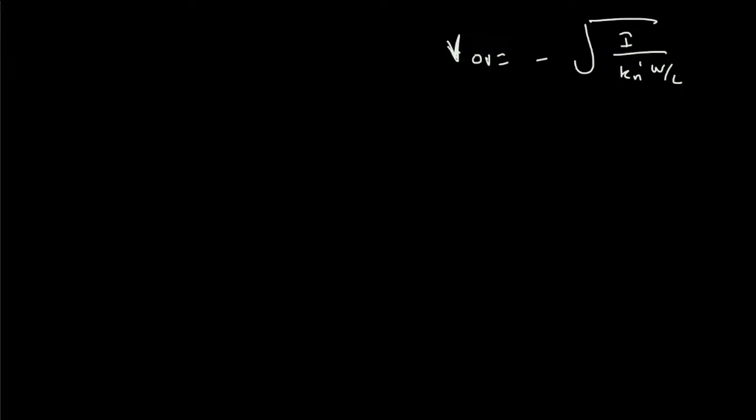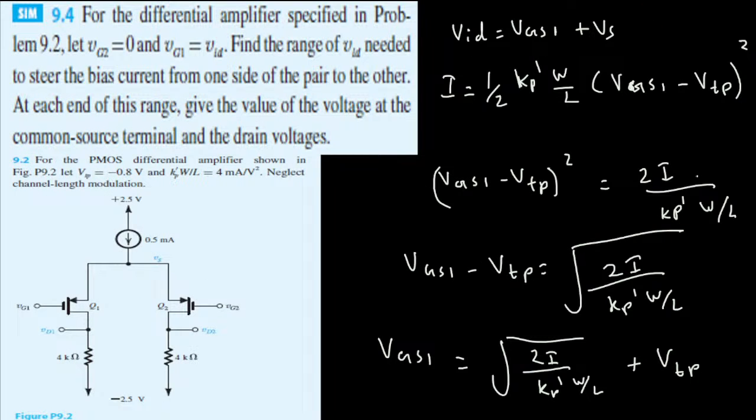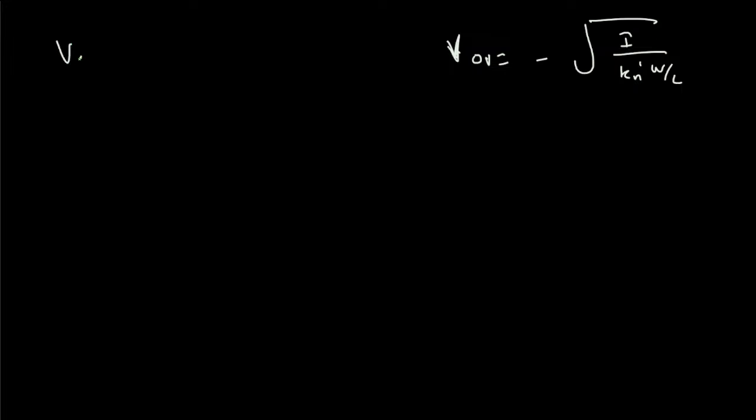So if you do that, then this is going to be VGS1 is equal to square root of 2 times square root of I divided by Kn prime W over L, plus VTP.